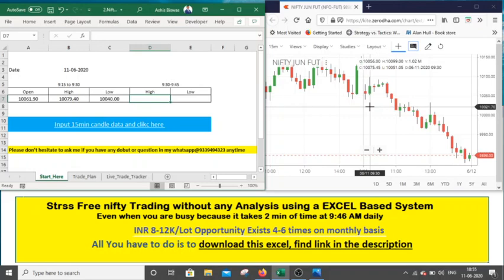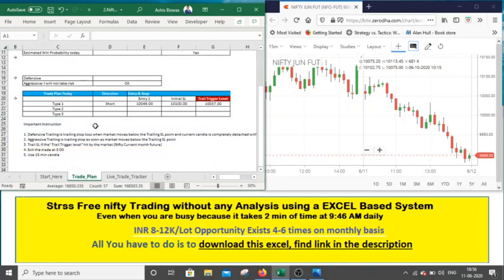Now I will enter the high and low of the second candle. The high is 10099 and the low is 10051.05. Simply that's it. Nothing else you have to do. Everything will be done by this Excel software. Once you enter this data, you click over here, and now as you can see, the trade starts appearing here. The trade direction was short.